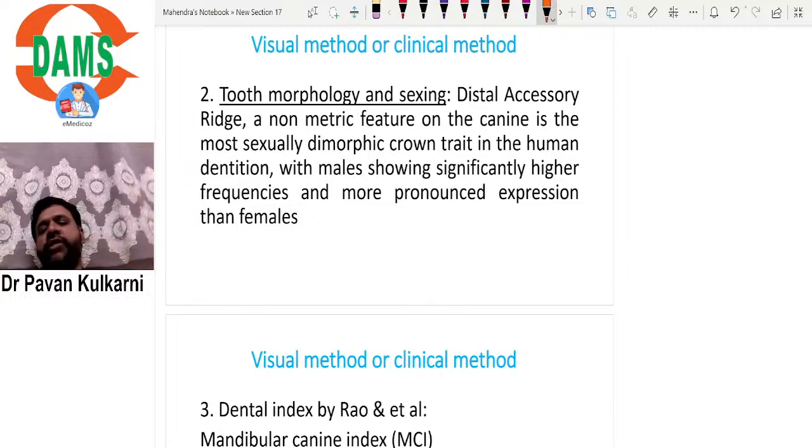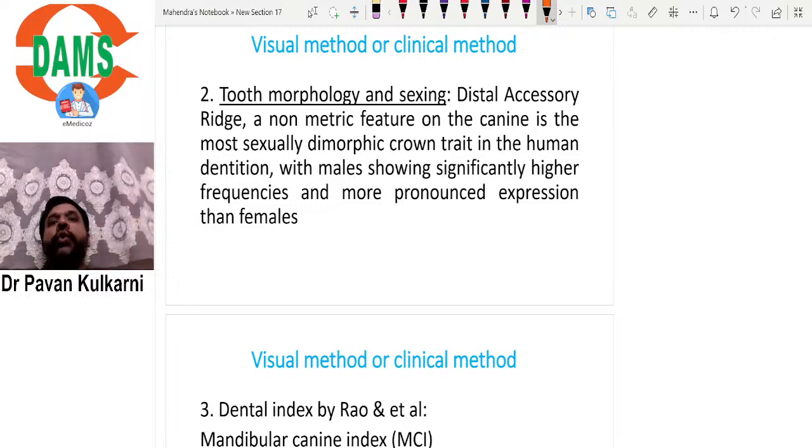This is the ridge which is seen on the canines. You can't say that it is exclusively maxillary or mandibular; it's usually seen on both the canines. And this ridge, DAR, distal accessory ridge, is very prominent in males compared to that of the females. And not only is it more prominent, the frequency of this ridge being seen in males is also more compared to that of the females.